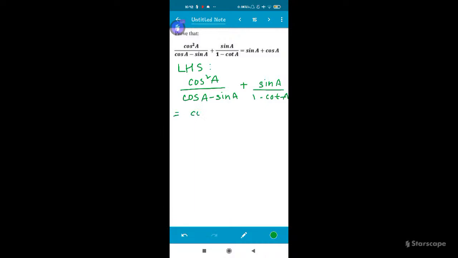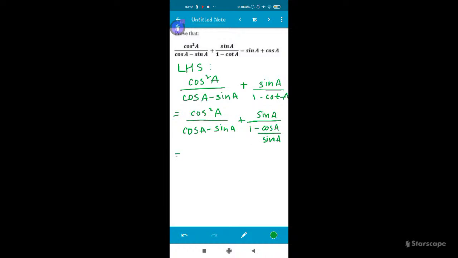And I'll keep the first term as it is. I'll just change the cot A of the second term. So cos square A divided by cos A minus sine A plus sine A divided by cot A, which can be written as cos by sine. So 1 minus cos A by sine A.